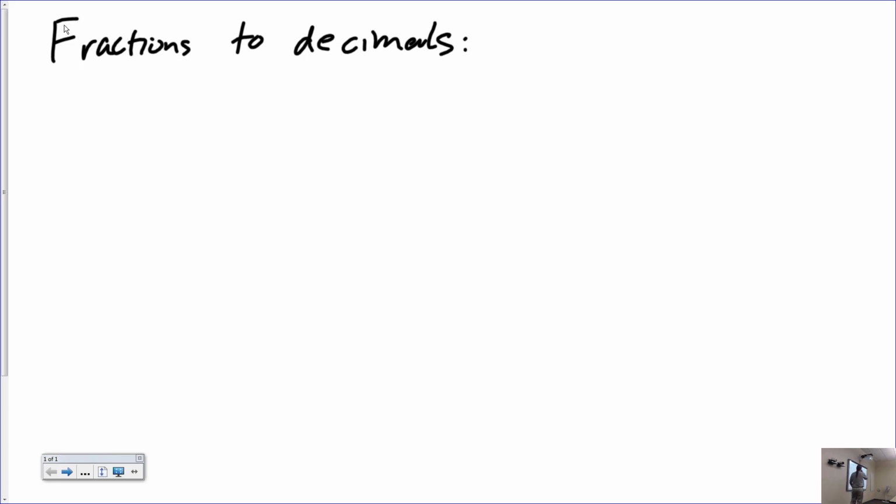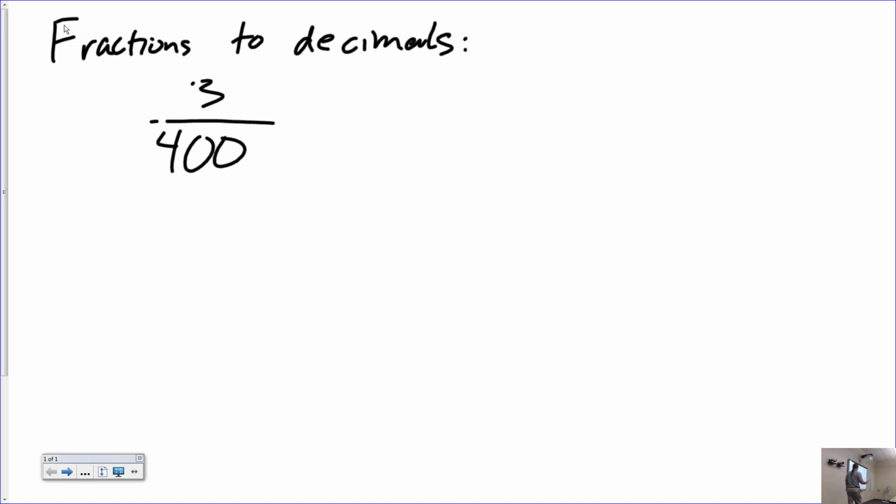So let's try one that's maybe a little bit more interesting than the 5/16. Let's try something like, let's go with 3/400. Again, let's convert this into a decimal.